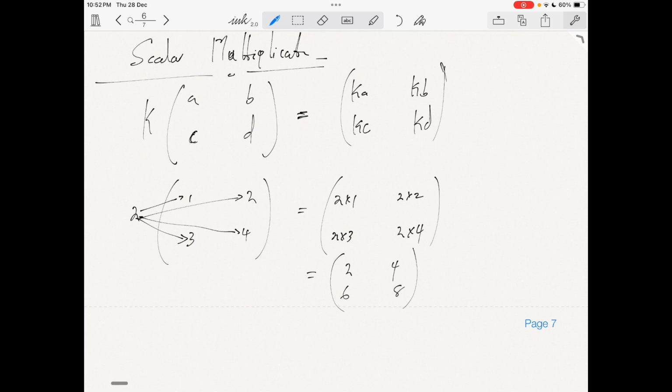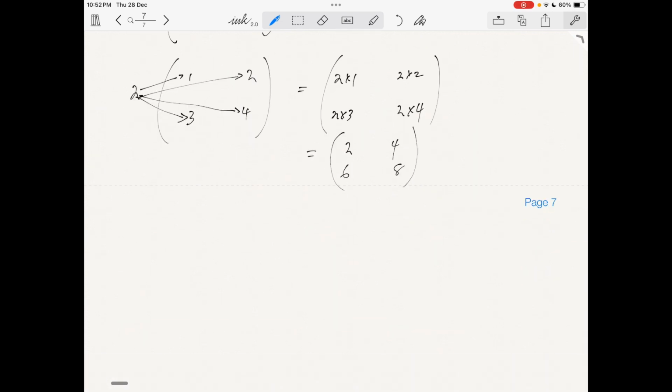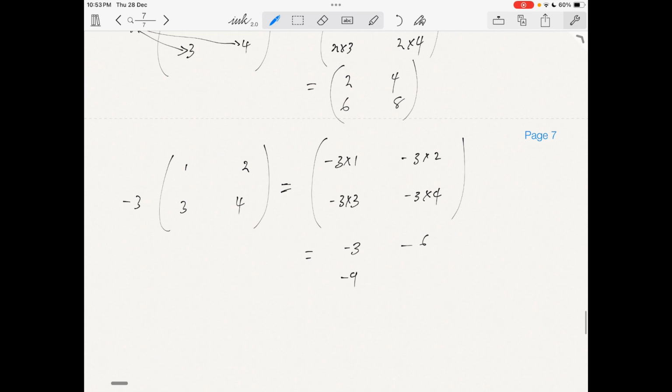Okay, so scalar quantities can also be negatives. Let's say instead of multiplying by 2, I was asked to multiply it by minus 3. So I can now have minus 3 times 1, minus 3 times 2, minus 3 times 3, minus 3 times 4. This will give me minus 3, minus 6, minus 9, and minus 12. So scalar multiplication can come in any format.